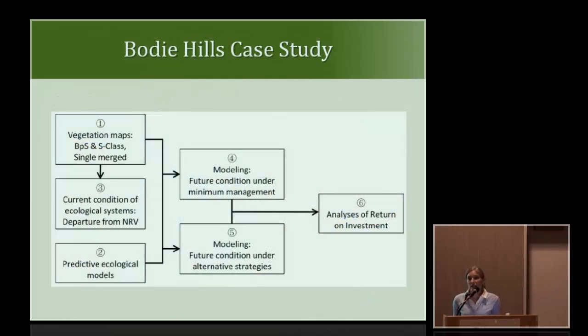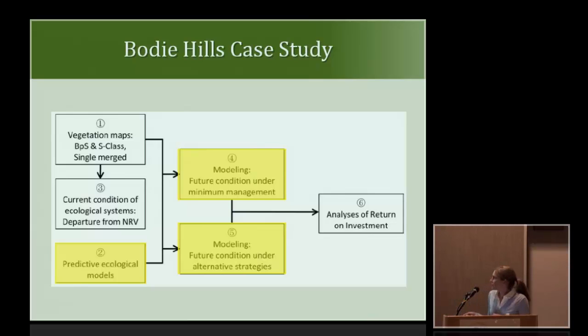I'm not going to get into the details of this method in depth, but they call this technique landscape conservation forecasting, and they have a paper out on that. But you can see that it relies on some of the layers that we've been talking about, BPS and S-class. They did not use LANDFIRE spatial data. They had their own, but you could use LANDFIRE data. And then 3 of the 6 steps rely on the ecological models, BPS models.